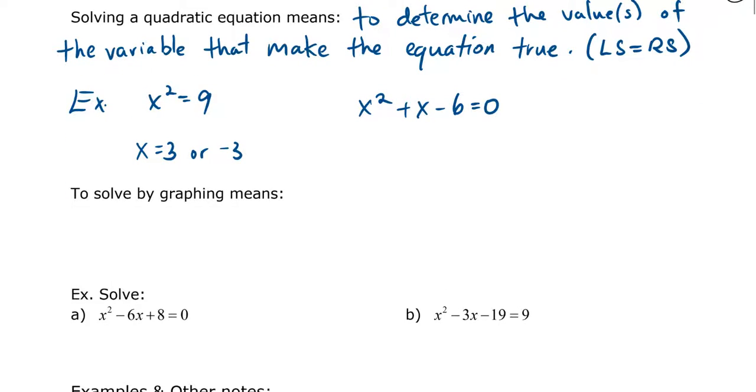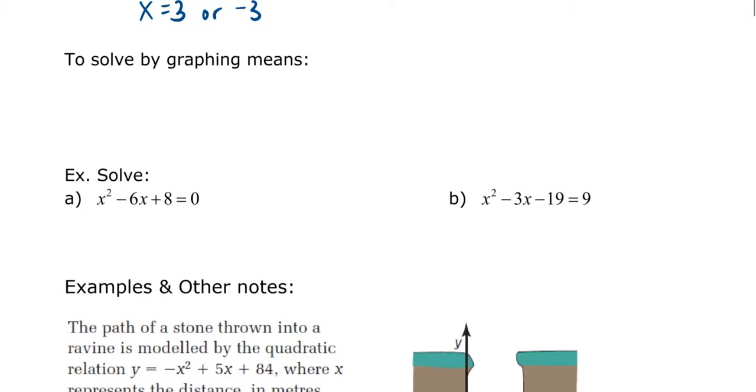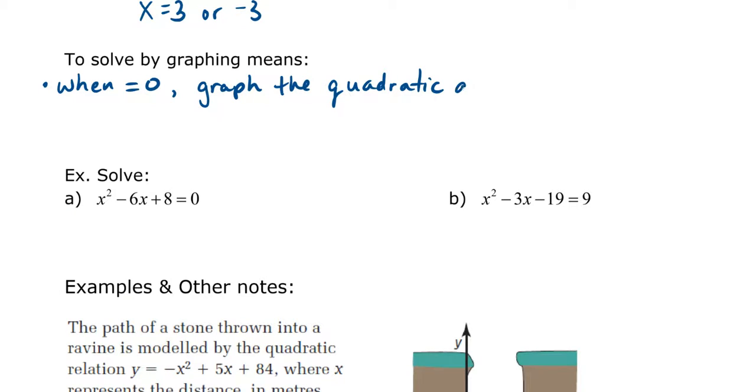Now, the first method of solving in this lesson, or the first method we're using in this course, is by graphing. So when you solve by graphing, it means you're going to find the x-intercepts. So you first see, is your equation equal to 0? When your equation is equal to 0, you graph that quadratic, and the solution to that quadratic would be to find those x-intercepts. This works because y is equal to 0. The other side of your equation is equal to 0.